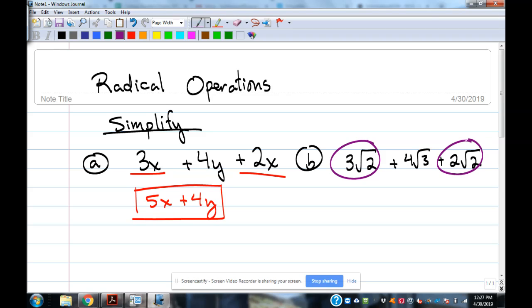Just like we did this one, we put 3 plus 2 and got 5x. Same thing's going to happen here. 3 plus 2 is 5 square root of 2 plus 4 square root of 3. You're combining like terms. Like terms with radicals have the same radical on them. They've got to have that same number underneath the radical to be like terms. Then you're going to add the number that's in front.